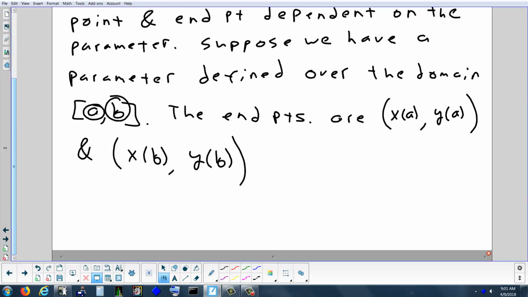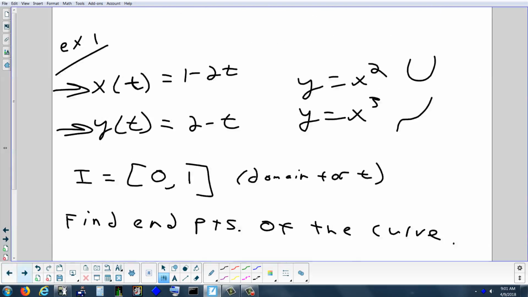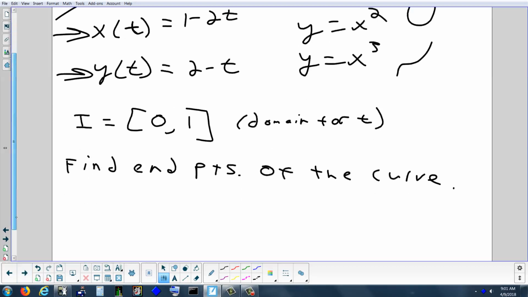Okay, so any questions on that idea? That's the first thing we're going to do. Just practice finding where a curve starts and stops. Okay, so let's try. So here's our parametric equations. X equals 1 minus 2t, y equals 2 minus t, and the interval that you are allowed to use for t is 0 to 1. So you can plug in anything from 0 to 1, and the brackets mean you can include 0 and 1. Okay, so let's find the endpoints of the curve.